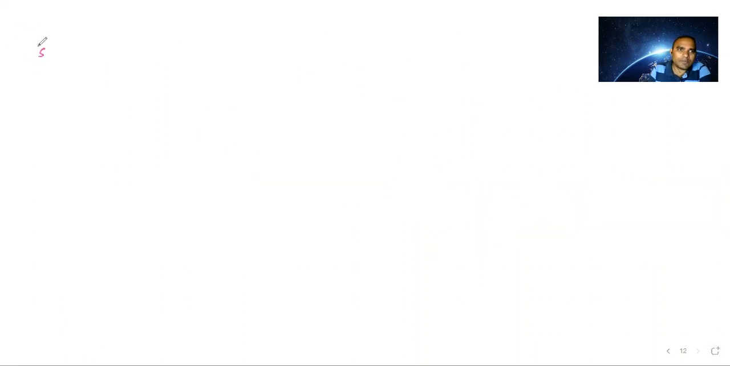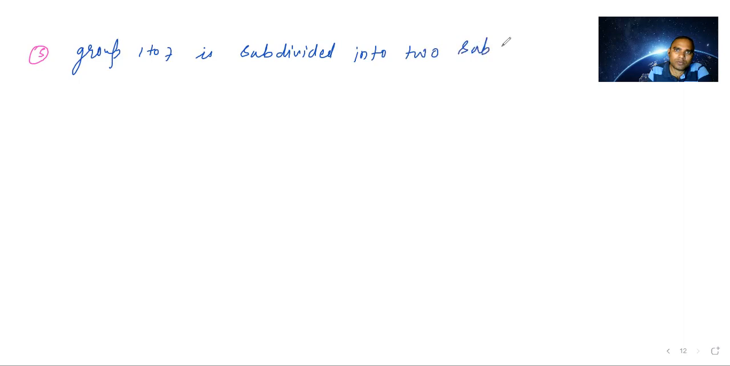So next, what is the last point? That is the fifth one. If you see the fifth point, groups 1 to 7 are each subdivided into two subgroups.